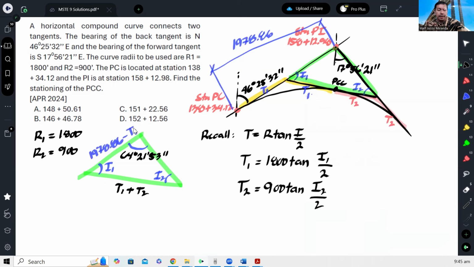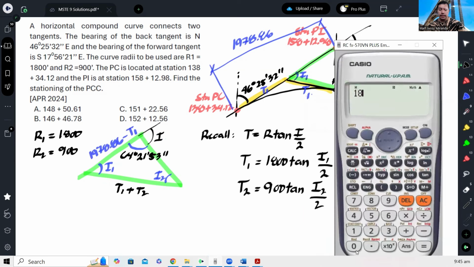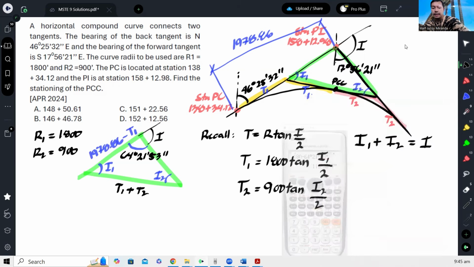And then, ang isa pang problema pag ganun is meron kang dalawang variable, I1 tsaka I2. So ano ba ang relationship ng dalawa? Once again, recall that sa compound curve, yung I1 plus I2 ay equal sa I. Ano yung I? Yun yung I dito. Okay? Which I believe we can calculate. No? Yung I na yan is yung supplement lang nito eh. Diba? Yan yung I na yun. No? So, ibig sabihin, 180 minus 64 lang yun. No? 180 minus 64, 21, 53. So, that is 115 degrees, 38 minutes, 7 seconds.